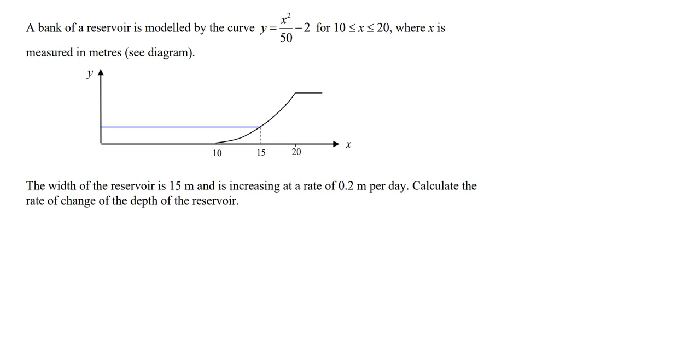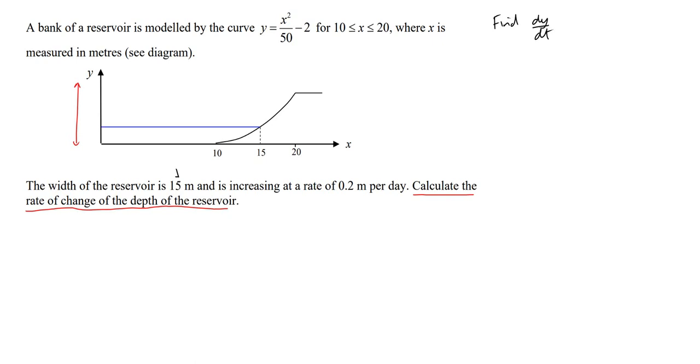Okay, so the first thing we're going to have a look at is what they require in the question. The first thing to do is to highlight what they're actually after. They're after the rate of change of depth of the reservoir. Now, the depth of the reservoir is y, and when it's a rate of change, they mean with respect to time. So they want to find dy by dt. And this is when the width is x.